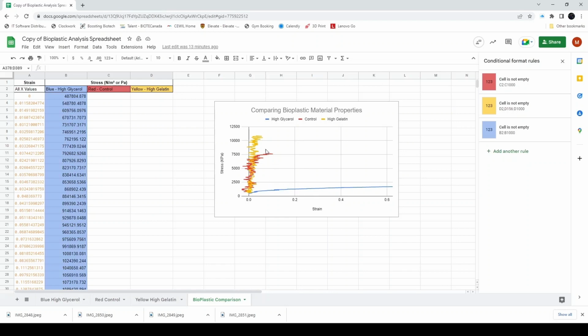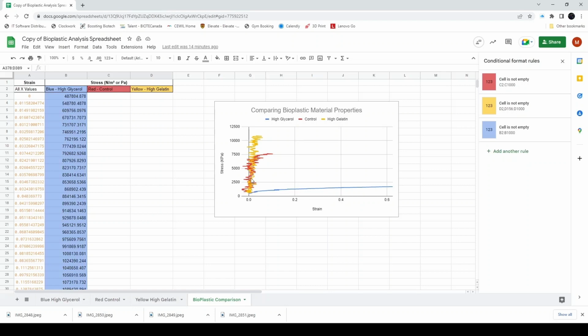Then we have these two remaining bioplastics, the control and the high gelatin. And you might be tempted to go straight for the high gelatin because it has a higher stress, which is true, and it will be able to handle a higher load. However, the disadvantage to a high gelatin construction is that it doesn't deform much. And the reason why I call this a disadvantage is because it doesn't give you much of a warning that it's going to fail. If you were to go with the red control bioplastic, this one would give you a bit more of a warning that it's about to fail or that you're pushing it too far.